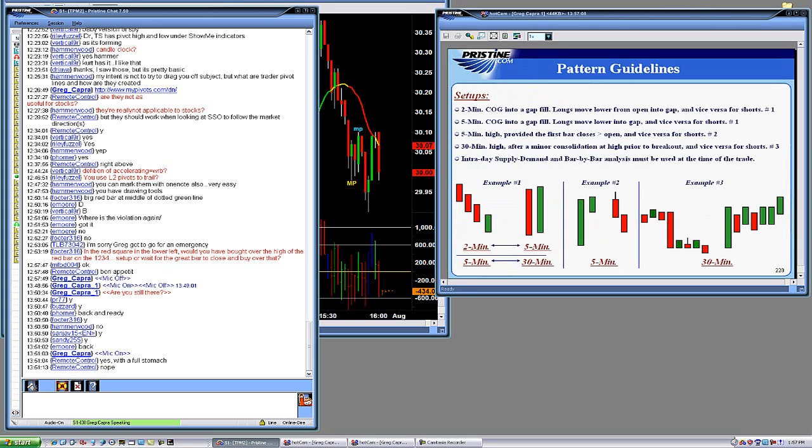So we're going to define various setups, and while these can provide us guidelines, right, however patterns form on any given day, the bar-by-bar analysis that we covered will guide us as to whether we should be entering or not, and help us formulate a strategy.